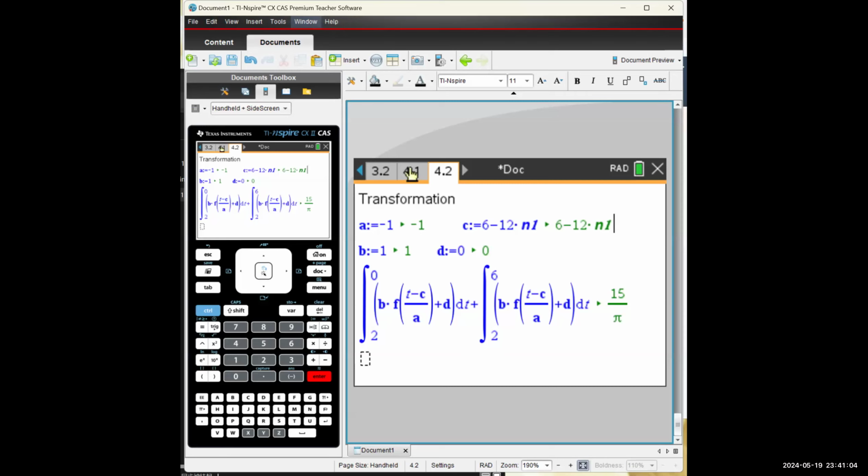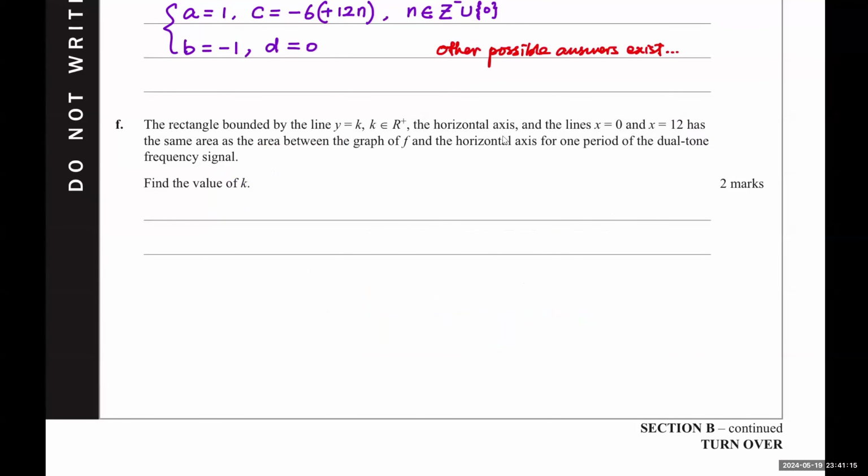Okay, so maybe I'm talking too much about some other fancy stuff, but let's move on to look at the last part. The rectangle bounded by the line y equals k, the horizontal axis, and the lines x equals 0 and x equals 12, has the same area between the graph of f and the horizontal axis for one period of the duotone frequency level. That means from t equals 0 to t equals 12, okay? So that's for one period.